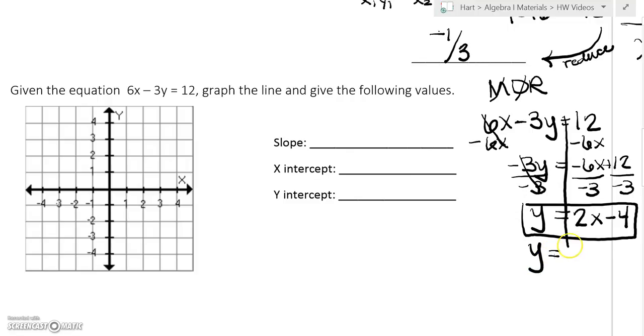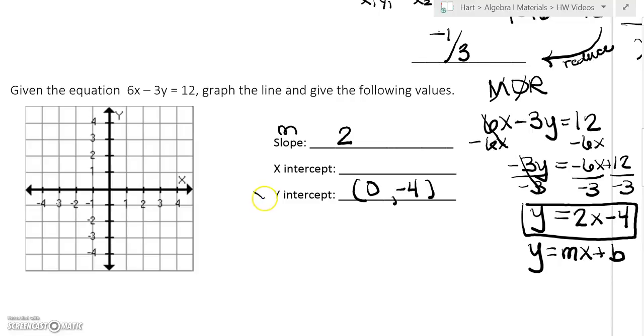So we can get parts of our answers from this equation because the 2 is actually our m value and the 4 is our b. So the slope is m, so our m value is 2. And the y-intercept, you always have to write it as a coordinate, and that's our b value, so you would do 0, negative 4. Now to find the x-intercept, we're going to have to graph it.